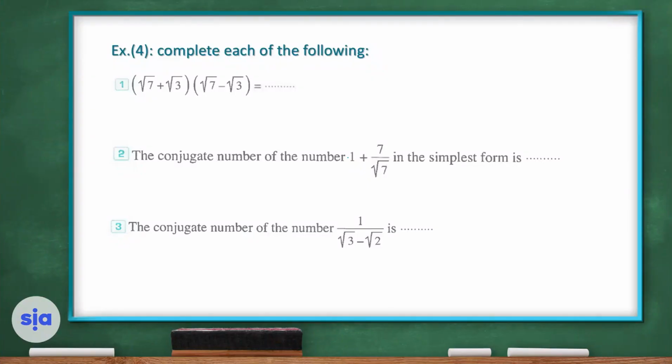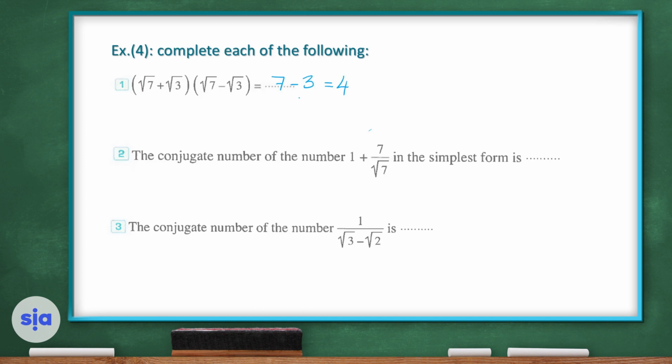Let's now move to another type of question, which is complete each of the following. Question 1. Root 7 plus root 3 multiplied by root 7 minus root 3. Here's the product of the two conjugates, right? Yes. How can we do it? It would be 7 minus 3. It will be the first one squared minus the second one squared. So root 7 squared is 7, minus root 3 squared is 3, so it is 4.